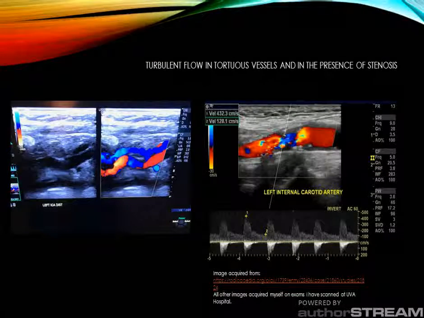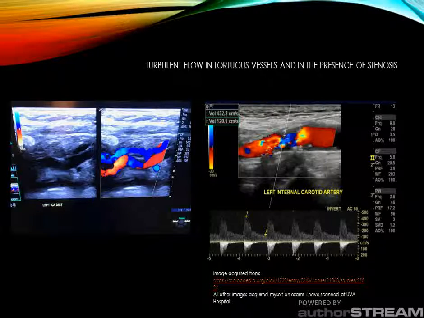Now we will be looking at flow in tortuous vessels and in vessels with stenosis. Turbulent flow is shown when the machine assigns a color for flow moving toward or away from the transducer. This shows the different directions of flow within the vessel due to resistance along the vessel wall, and it also shows a difference in flow patterns in the center since the vessel is very tortuous.